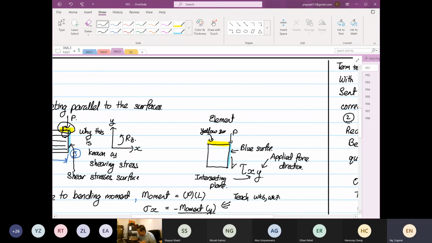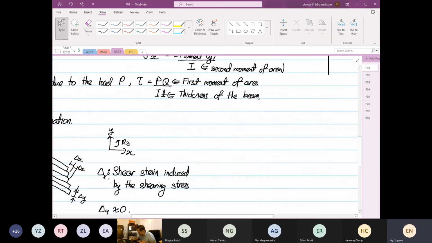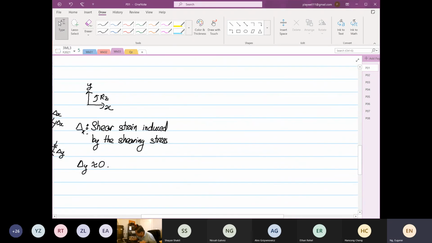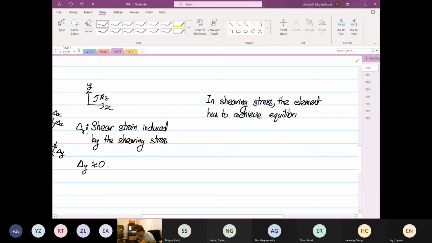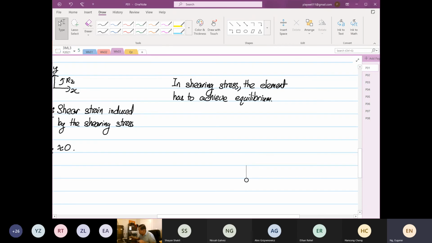This is because in shearing stress, the element has to achieve equilibrium. So what do I mean by that?